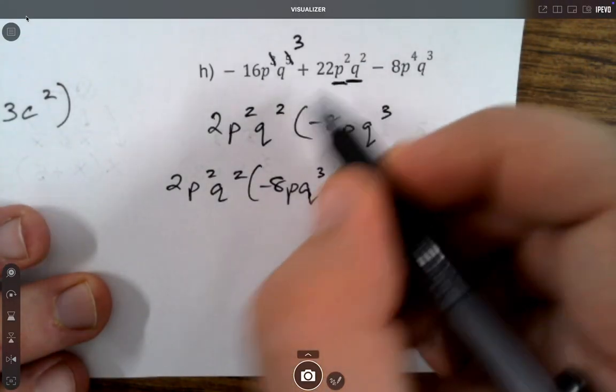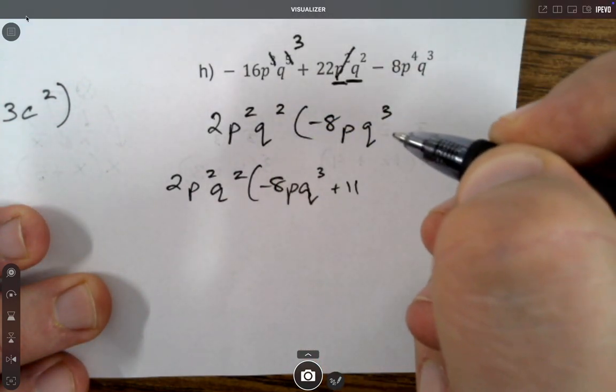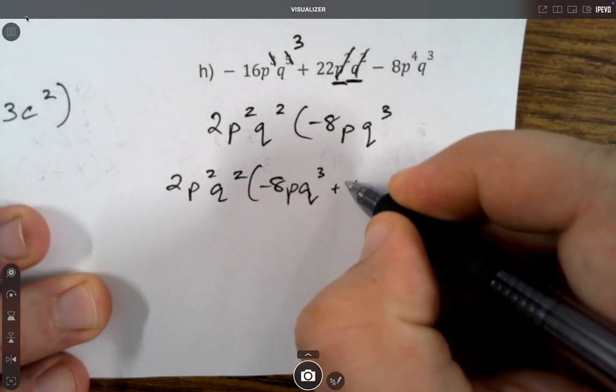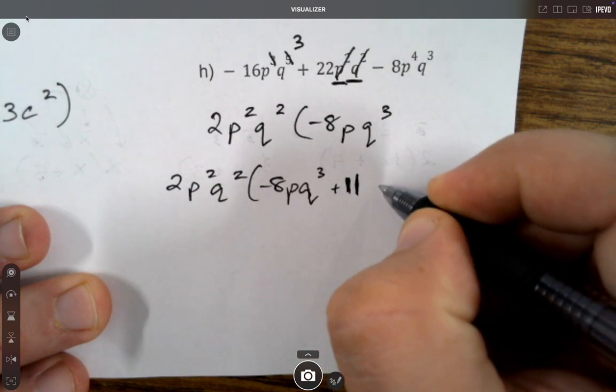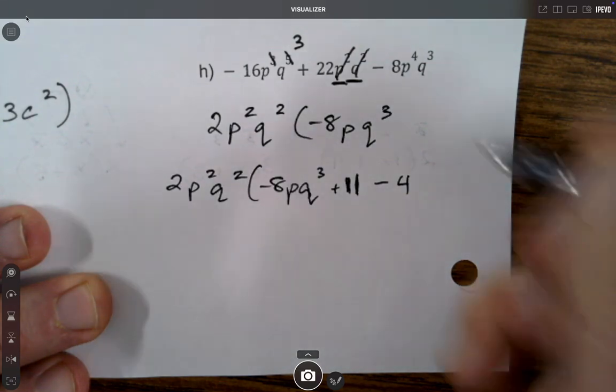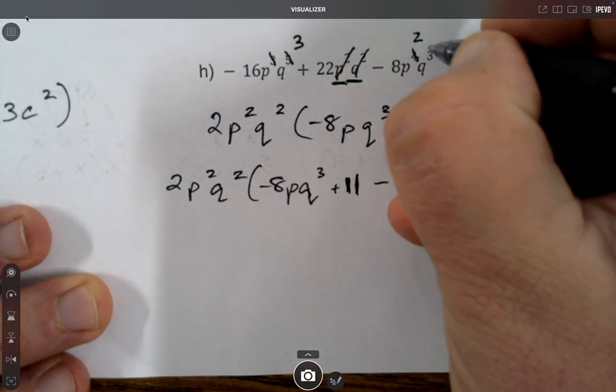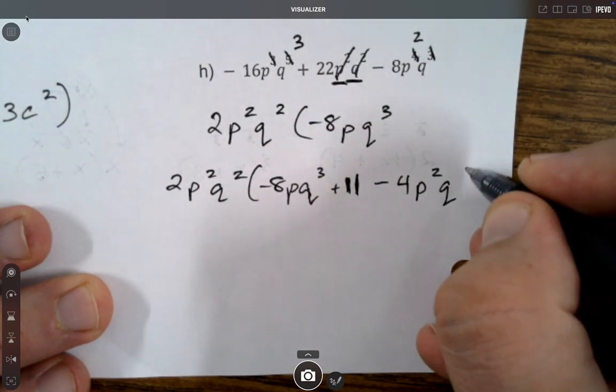Okay, 22 divided by 2 is 11. I took away both p's and took away both q's. So there's no variables left in that middle term at all, just the 11. 8 divided by 2 is 4. I took away 2 of the p's, leaving 2 behind. Took away 2 of the q's, leaving just 1 behind.